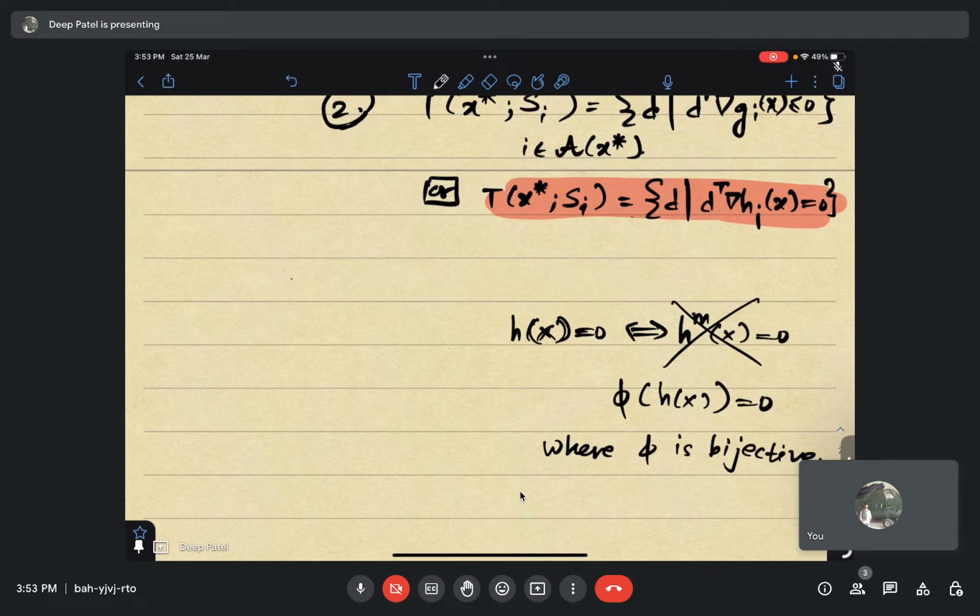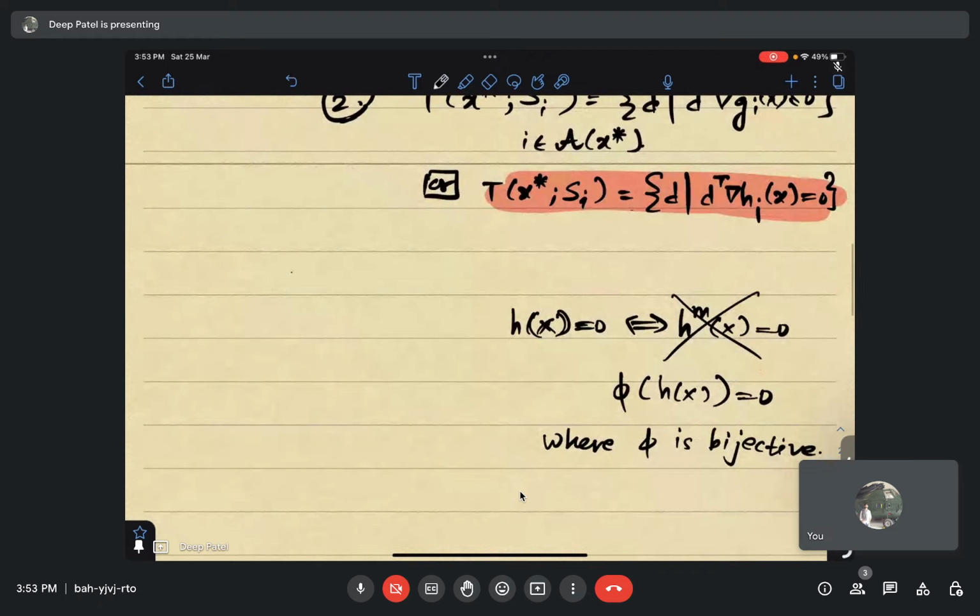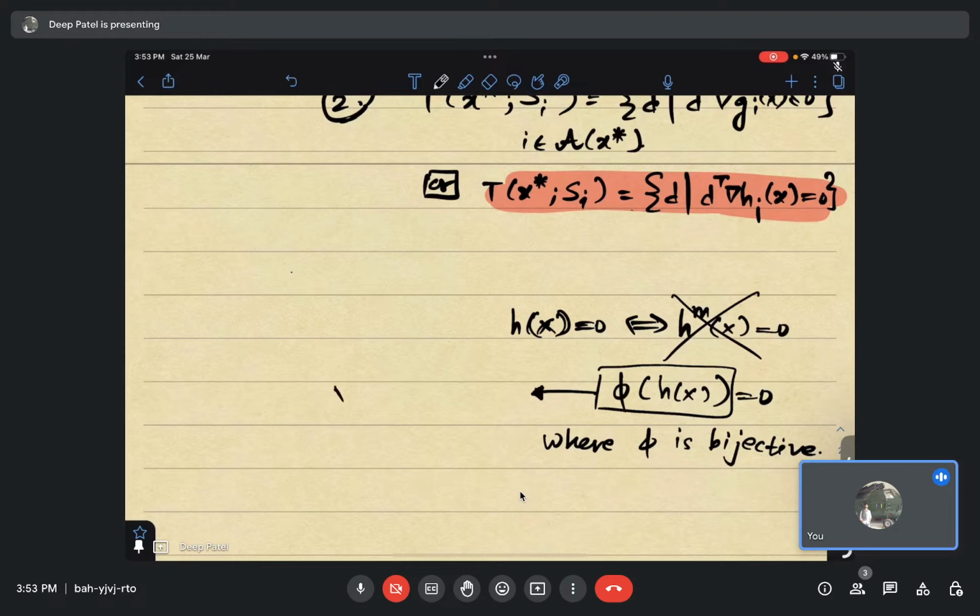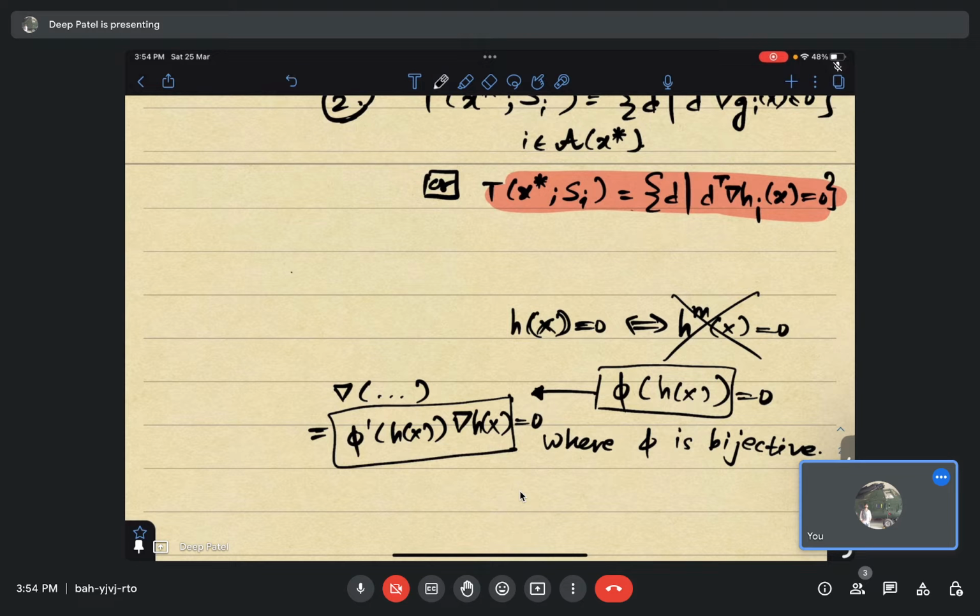Yes, I get the basic idea. So it's clear. Just to expand a bit on that, what will be the gradient of this? This will be phi prime of h of x, and the gradient of h of x. So basically this is the normal we are getting.